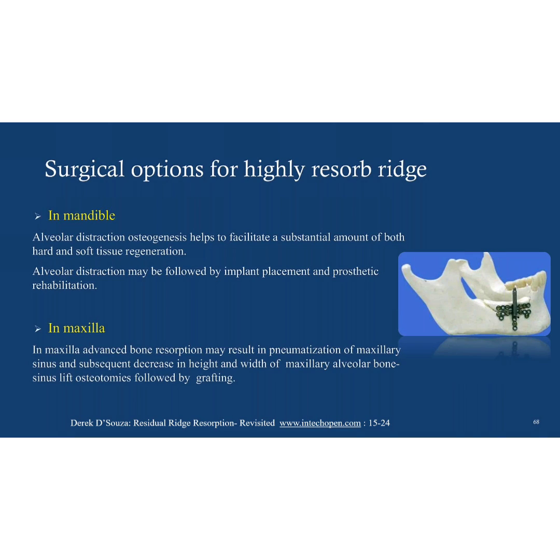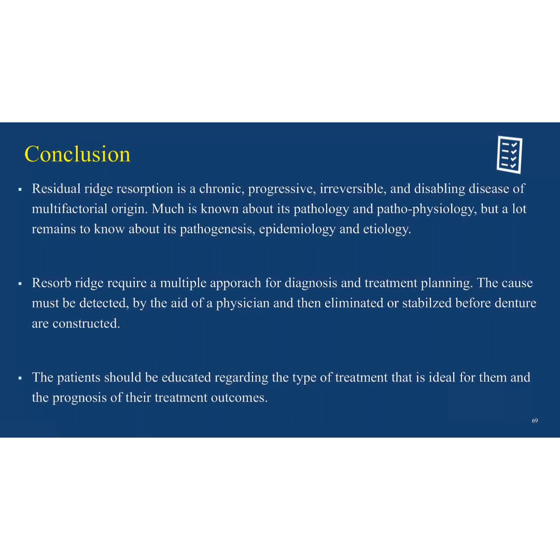Surgical options for highly resorbed ridge in the mandible: alveolar distraction osteogenesis helps to facilitate a substantial amount of both hard and soft tissue regeneration. Alveolar distraction may be followed by implant placement and prosthetic rehabilitation. In the maxilla, advanced bone resorption may result in pneumatization of the maxillary sinus and subsequent decrease in the height and width of the maxillary alveolar bone. Therefore, sinus lift osteotomy followed by grafting can be used.